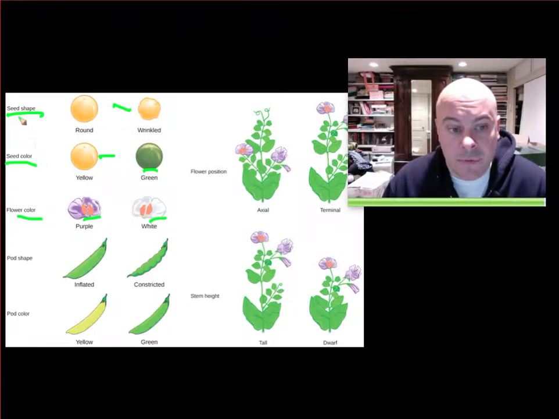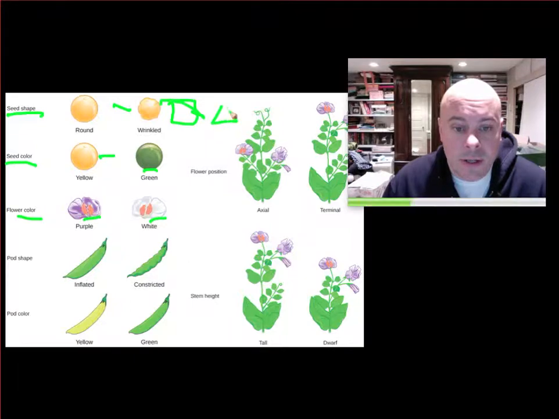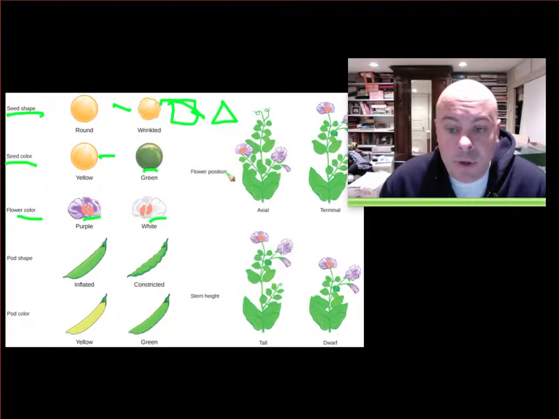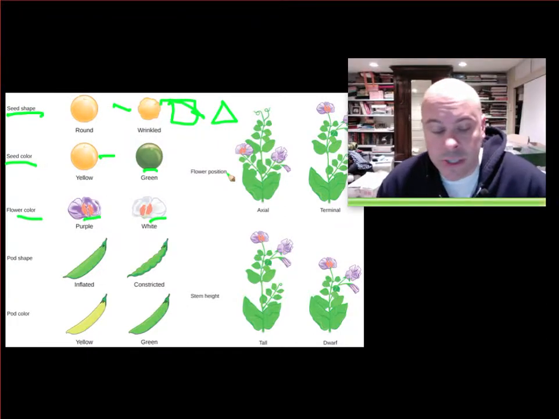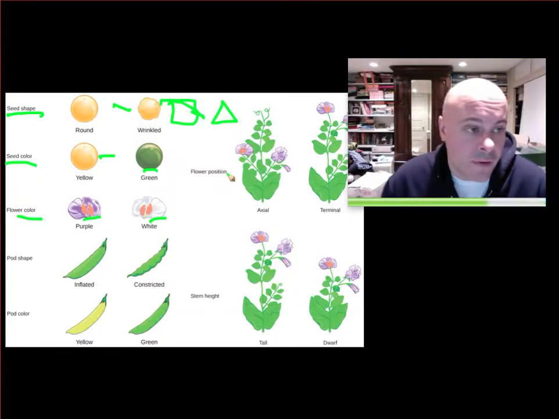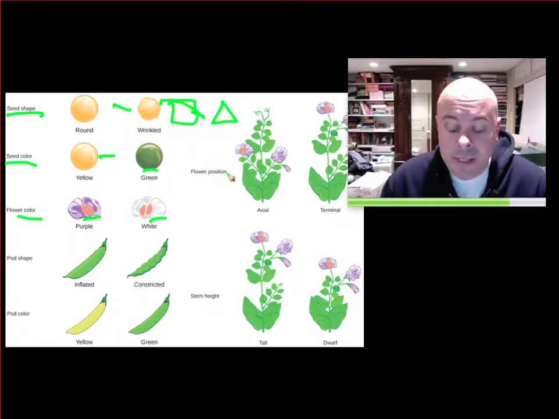If we look at seed shape, if there was another shape, let's say square or triangle or something like that, it would be more difficult to follow from one generation to the next. So this worked out great for Gregor Mendel to follow heredity, to see how things were passed on.